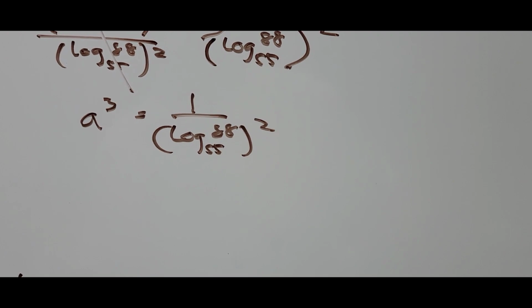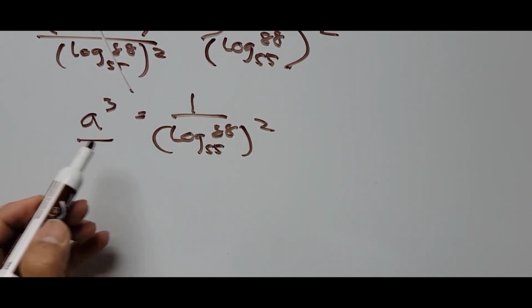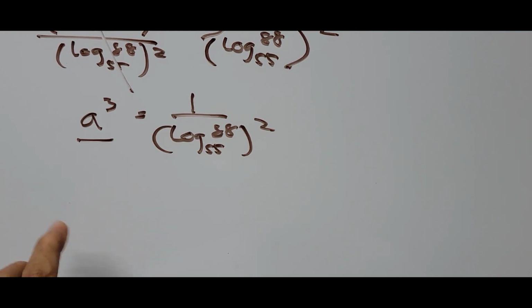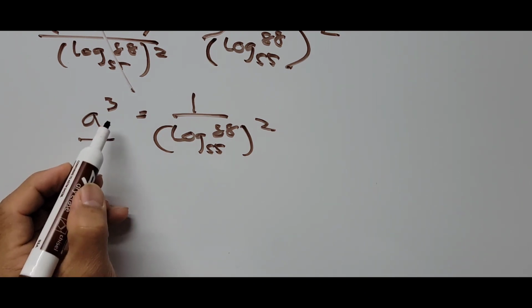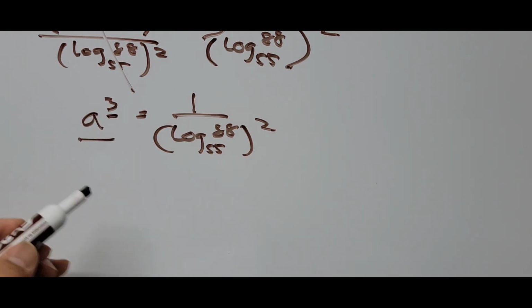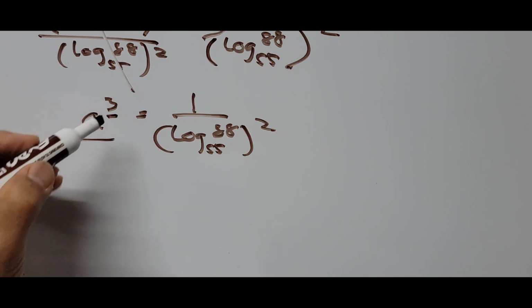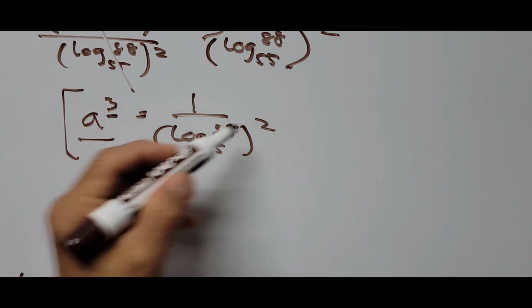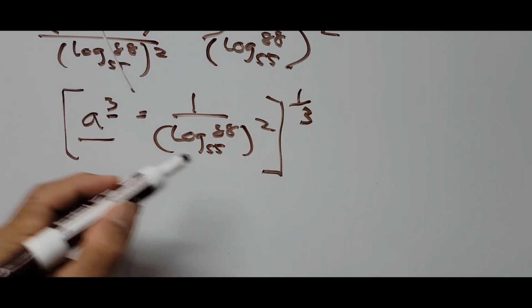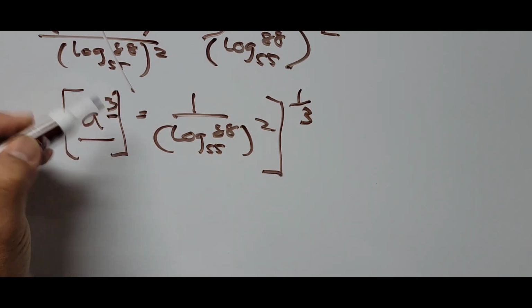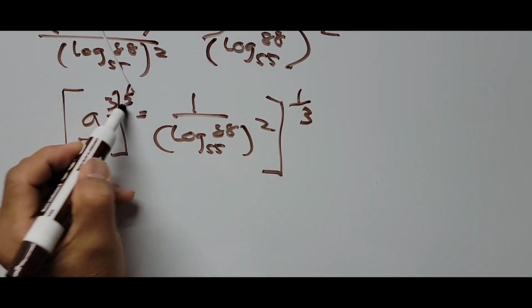And simplifying the equation further, if you notice the left side of the equation has exponent 3. So to get rid of that exponent 3, we have to raise it to a power reciprocal to 3. So that is 1/3. So we're raising the whole equation to the 1/3, and we do the same thing over here, 1/3.